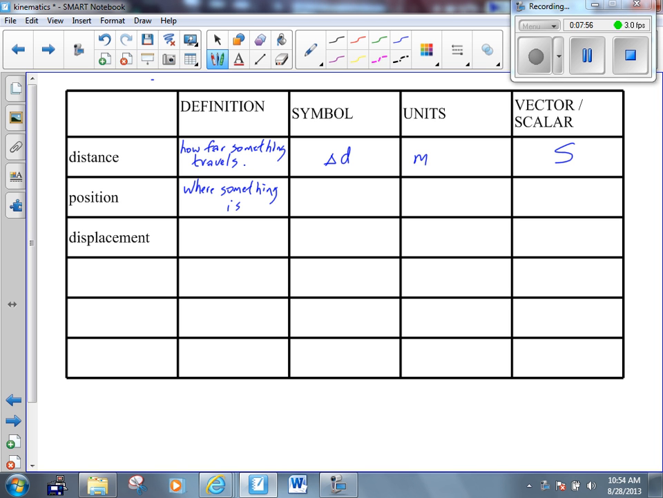In physics, we say position is where something is, where you're standing, where something is. Now, the symbol for position is a D, not a delta D, because nothing's changed here. You're right here, or you're right there, or you're over there. You're not moving from there to there to there. You're in one place or another. So there's no delta in front of it. There's no change in front of it. The units for position are going to be meters. And the position is going to be a vector. Where are you? Well, the direction matters.